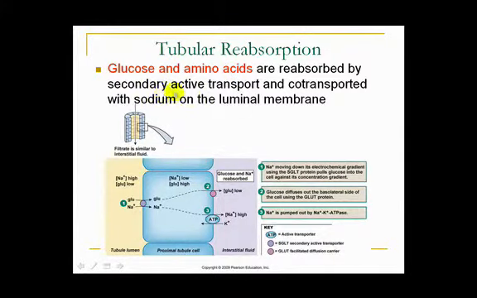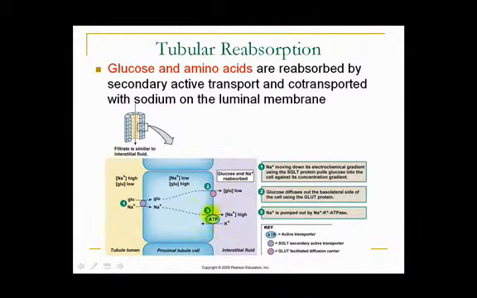And then lastly, let's look at glucose and amino acid reabsorption. Now this involves secondary active transport. You learned about this back in our first unit, and it gets co-transported with sodium. It's similar to what happens in the digestive tract, how you absorb in the small intestines your glucose and amino acids.